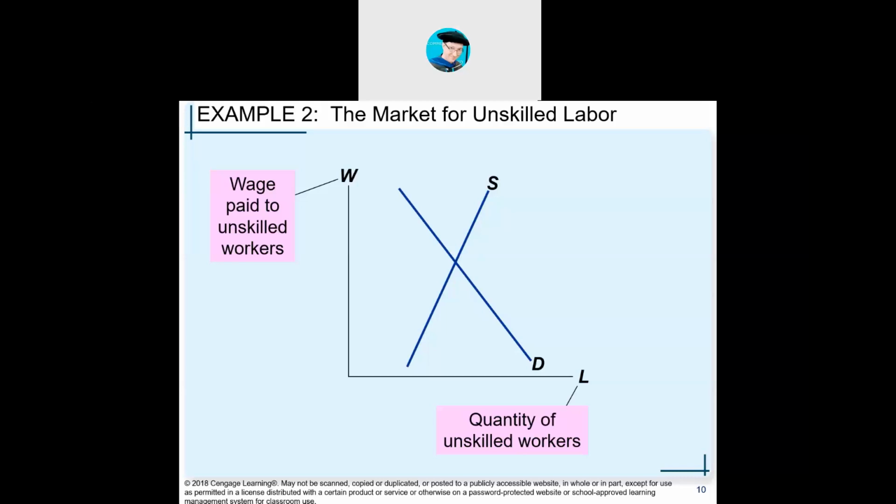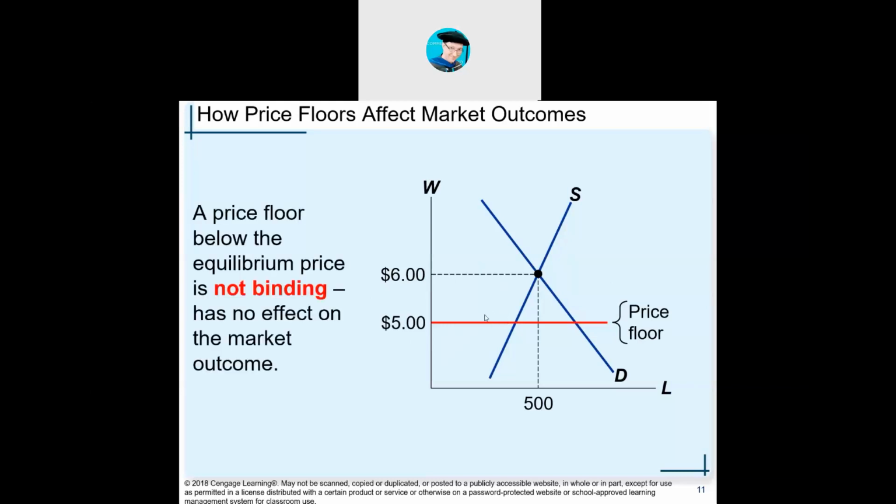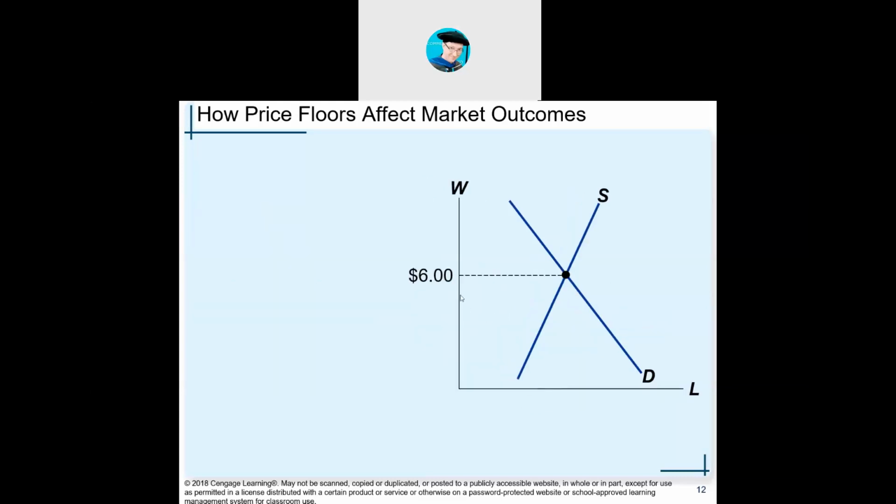So there are wages paid to unskilled workers and the quantity of unskilled workers. The equilibrium, which is where supply and demand are equal, is $6 per hour, 500 workers. Obviously, this is several years ago. Now it should probably say 15, right? The floor is $5 per hour. The floor is your minimum wage. The $6 per hour is the point of equilibrium.